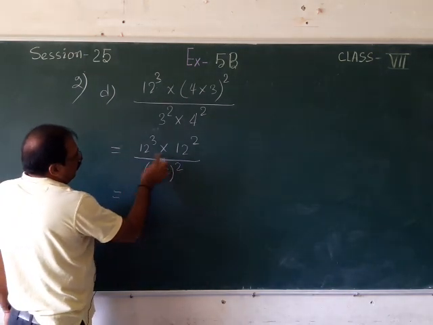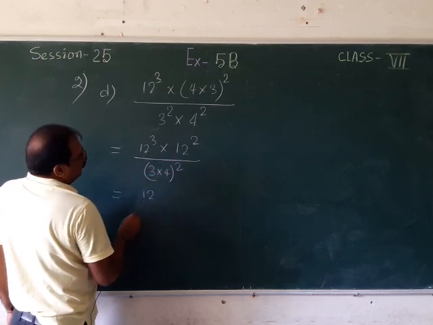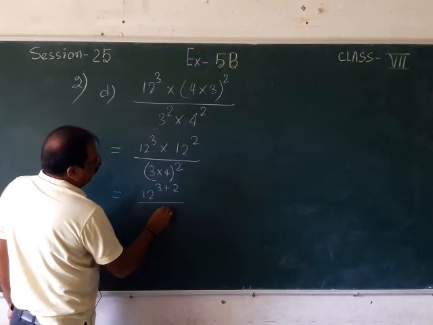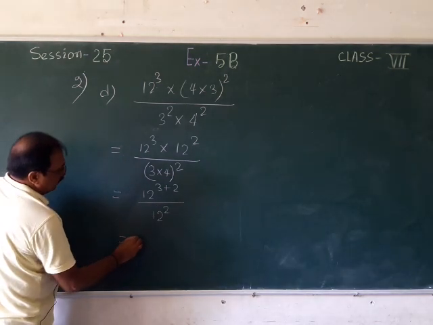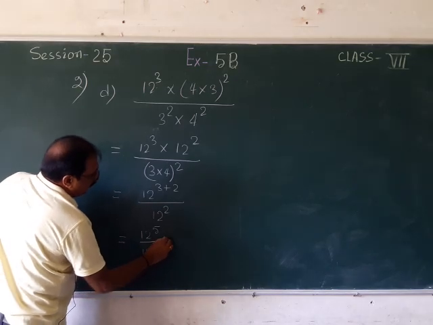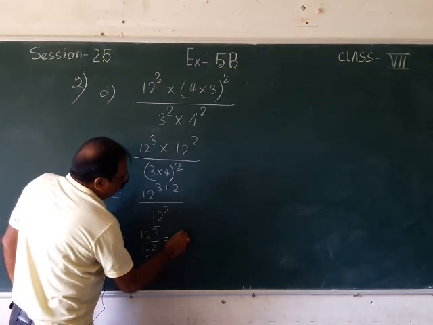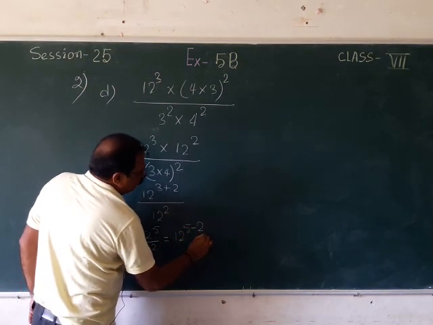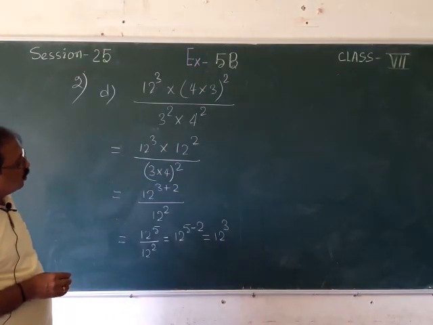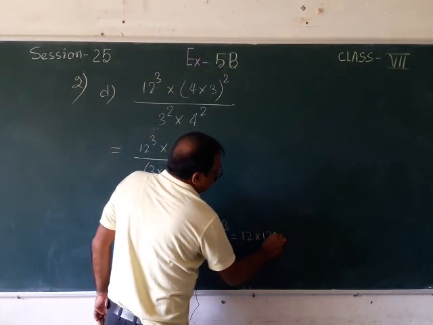Now here you can see 12 is the base, both the bases are the same. So I can write 12 to the power 3 plus 2, and at the bottom it is 12 to the power 2. Further it can be written as 12 to the power 5 upon 12 to the power 2. And as you know, upon means division, so I can write 12 to the power 5 minus 2, that will be 12 to the power 3. 5 minus 2 means 3, 12 to the power 3, and it means 12 into 12 into 12.